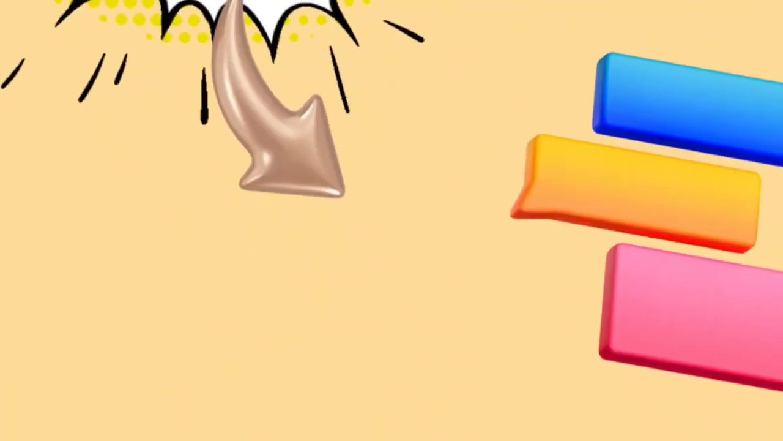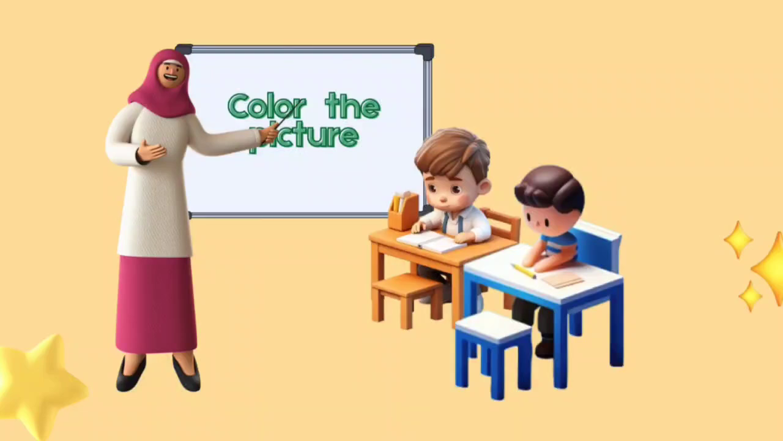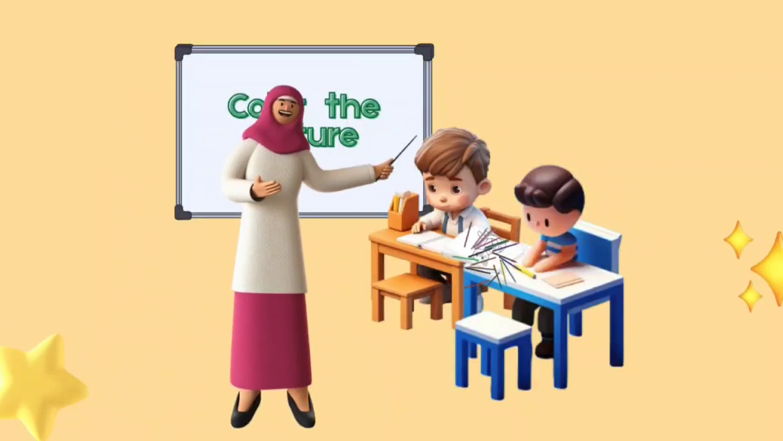To better understand, let's look at the next analogy. There's one teacher and two of her students doing a coloring session on the same picture at the same time. Then something unexpected happened. The colored pencils mixed and the picture became blurry.